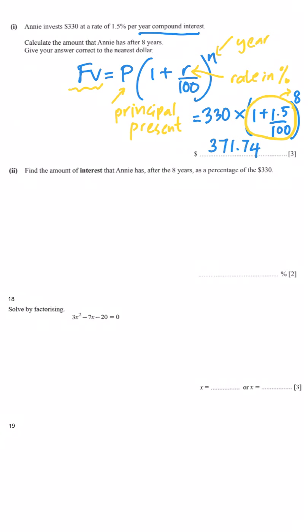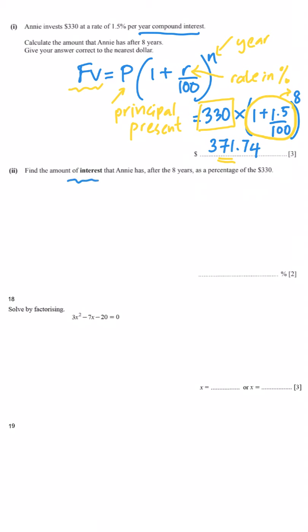So this compound interest means, if you see here, the initial value was 330, right? The interest is added to the principal. If you remember, simple interest is just the interest, so this is different.